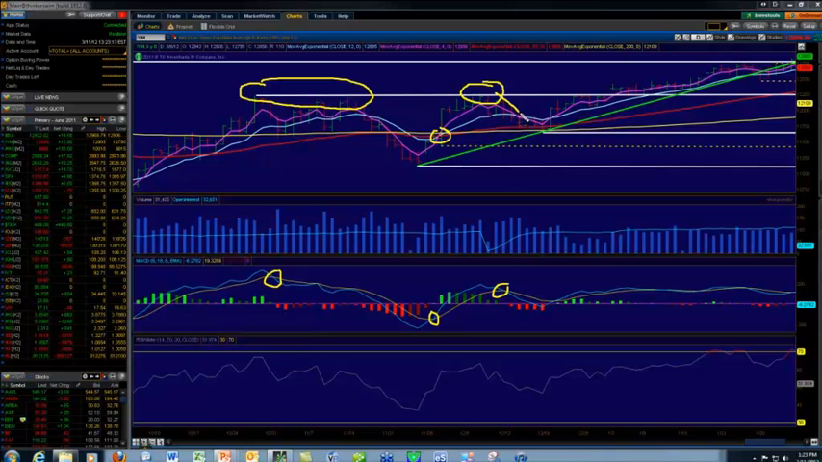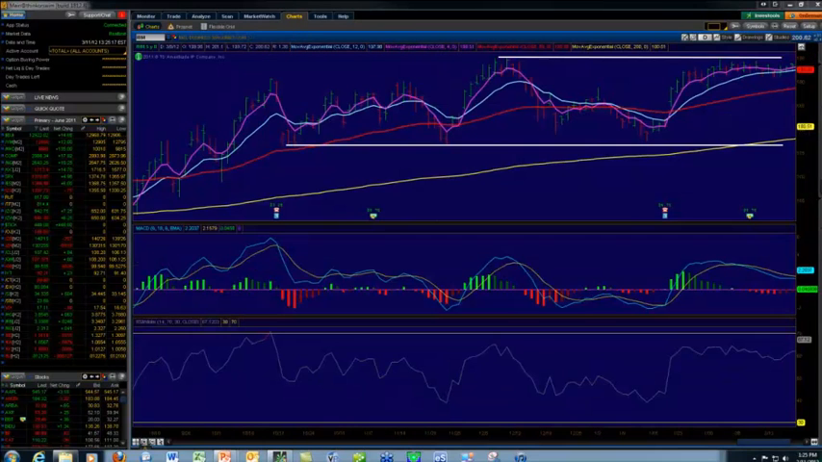And it came down, it had a nice little impulse move right here. But notice we didn't go below the zero line, which is this red line right here. And we immediately had a cross and started moving back up. So that said, it was a very short trade right here. So that's just one example of bearish divergence. Let's take a look at another.